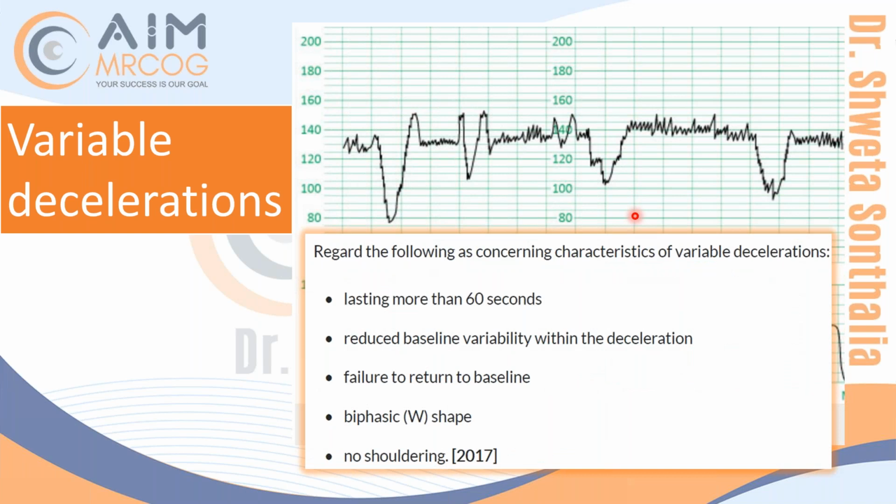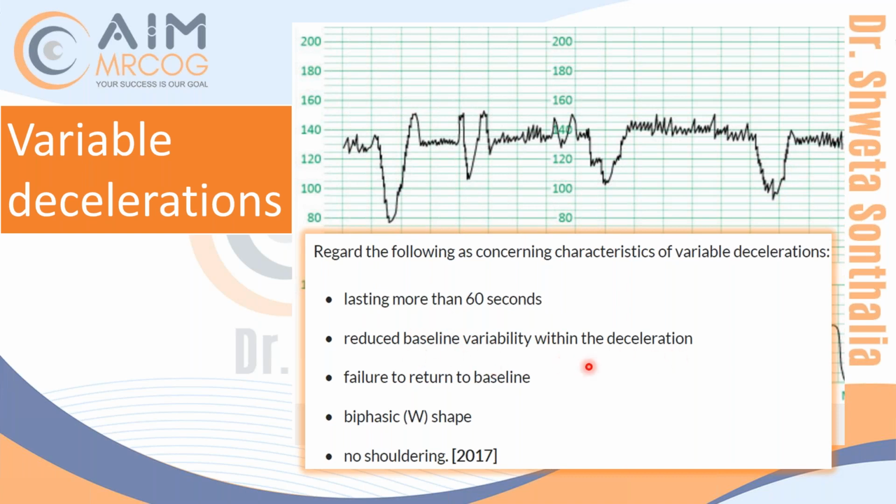Okay, now what are the concerning characteristics of variable decelerations? Very, very important. The concerning characteristic, NICE says, is lasting more than 60 seconds. So now we know one big box is 60 seconds. The problem is it will not always fill the box. Here, it's starting a little bit after, but the same space is covered. So this is almost 60 seconds for me. You should have that eye to see it. Lasting more than 60 seconds.